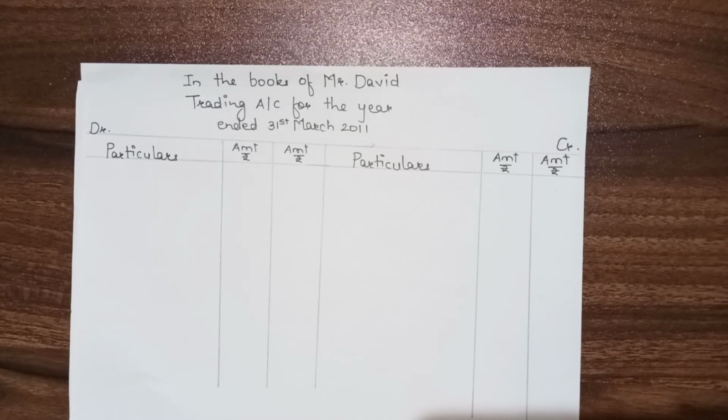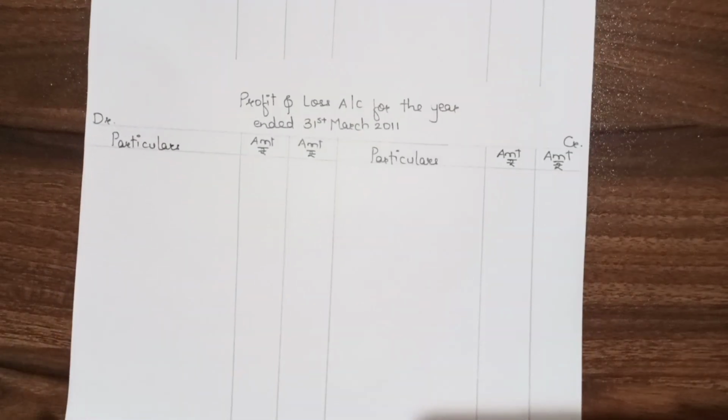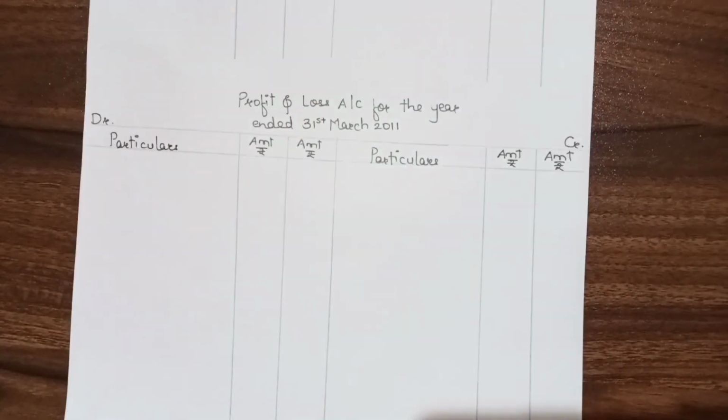So this is the format of trading account which you have already seen in my previous video, in my previous description of this chapter. Again we are going to go through this, and down here is the profit and loss account format. It is similar to the trading account, but just the name is changed from trading account to profit and loss account.